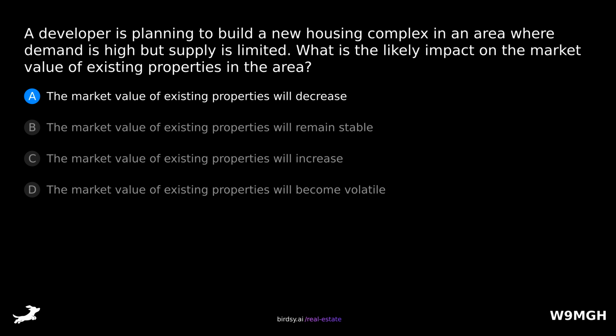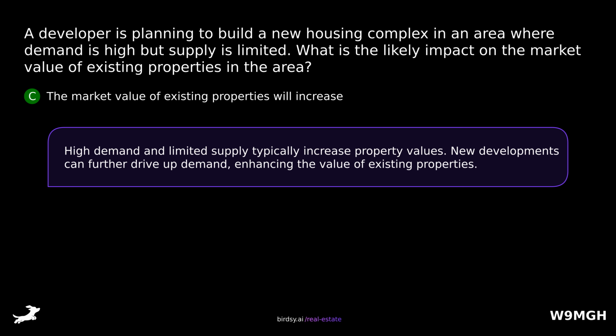Is it A, the market value of existing properties will decrease, B, the market value of existing properties will remain stable, C, the market value of existing properties will increase, or D, the market value of existing properties will become volatile? The correct answer is C, the market value of existing properties will increase. High demand and limited supply typically increase property values. New developments can further drive up demand, enhancing the value of existing properties.